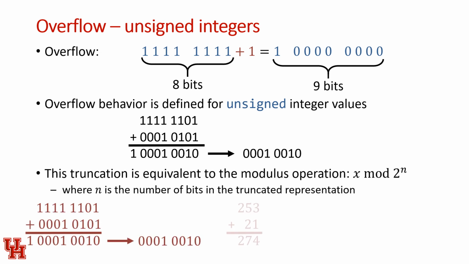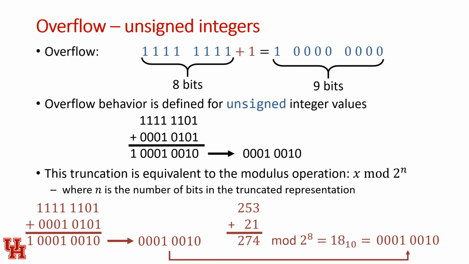This behavior is actually mathematically equivalent to taking the modulus of the result with 2 to the n, where n is the size of the register. In this case, if x is the result of the addition, the value stored in the output register is x modulo 2 to the 8, or x modulo 256.